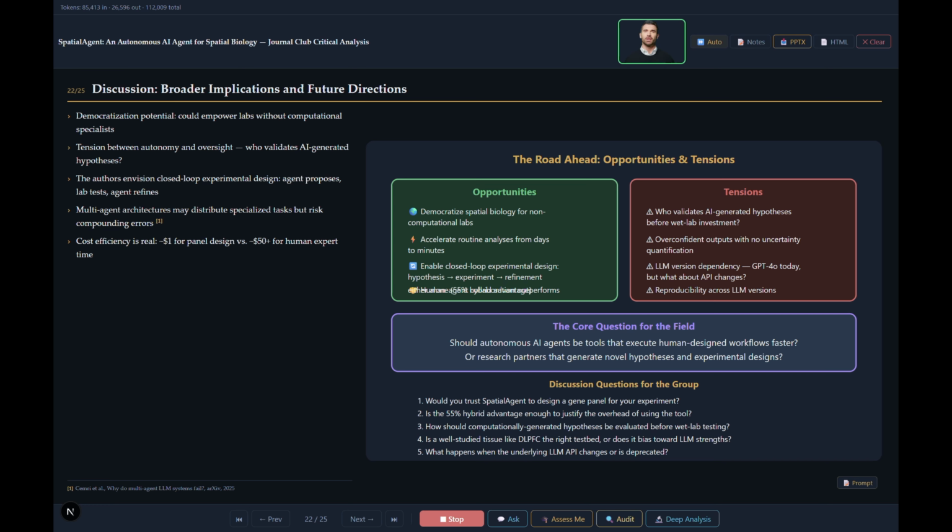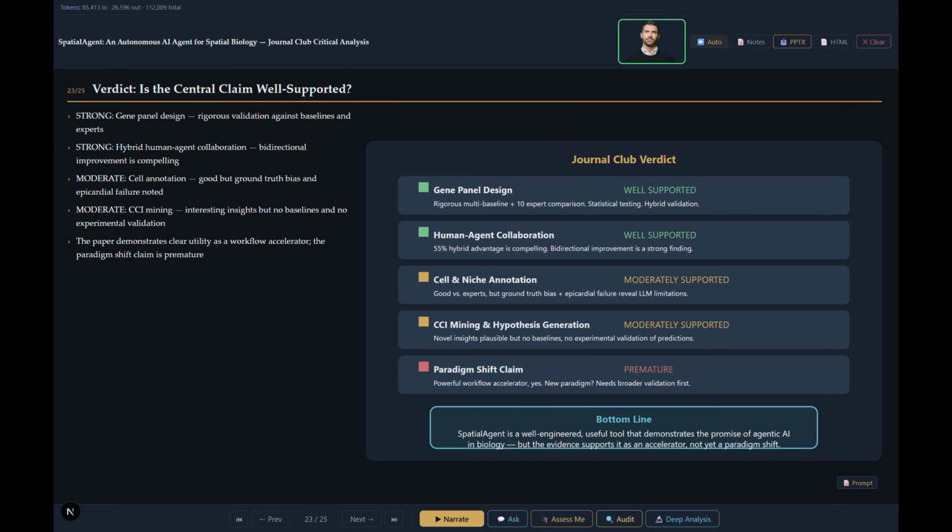I'd also flag a practical concern. The system depends on GPT-4o's API, which could change, be deprecated, or have its knowledge cutoff shift. How do you version control science that depends on a commercial API? Let me pose 5 discussion questions to the group.